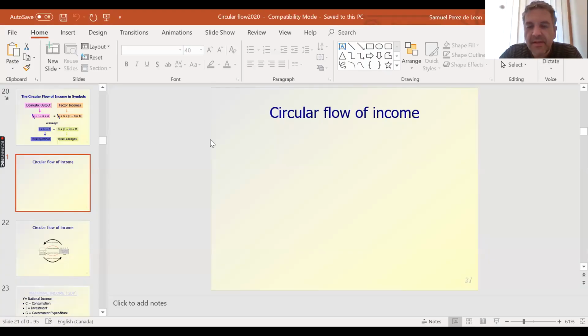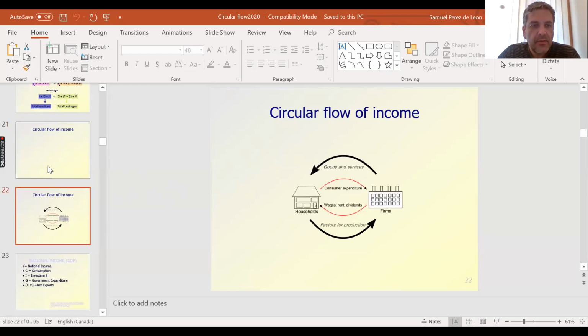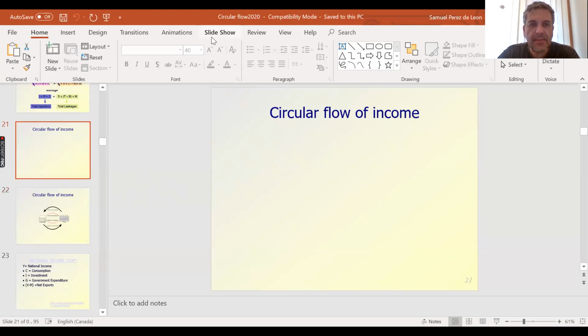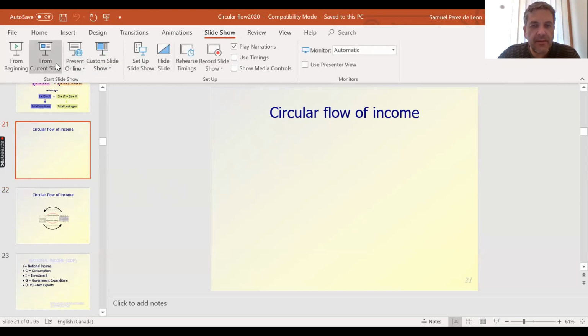Okay, so this session is about continuing the circular flow of income. We're going to start talking about how to measure GDP and what that means. And we're going to look at the three approaches: the expenditure approach, the income approach, and the production or output approach. So let's review a little bit the circular flow of income.